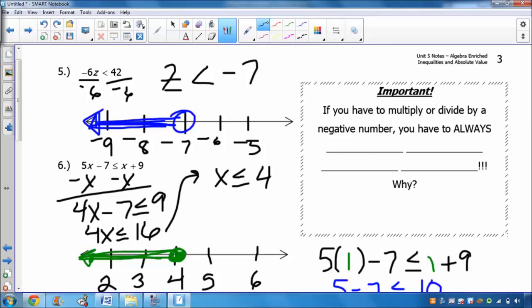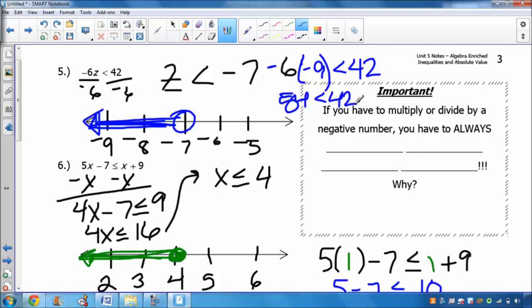So I'm going to say negative 6 times negative 9 is less than 42. I want to see if it works or not, okay? Well, negative 6 times negative 9 is positive 54, which is supposed to be less than 42, but that is not a true statement. It didn't work at all.